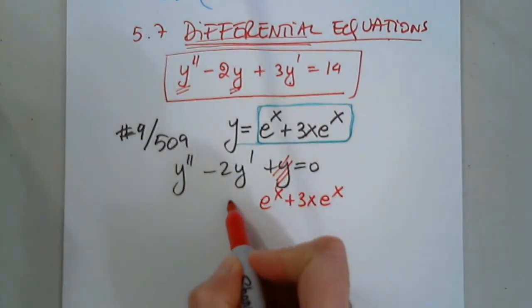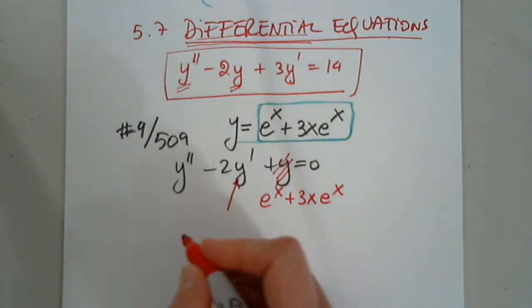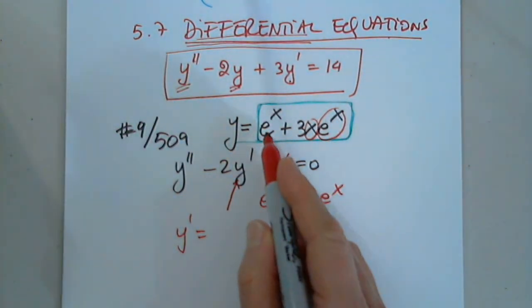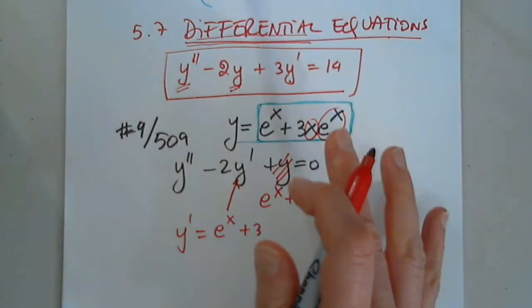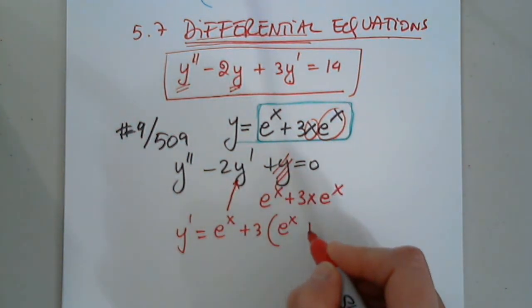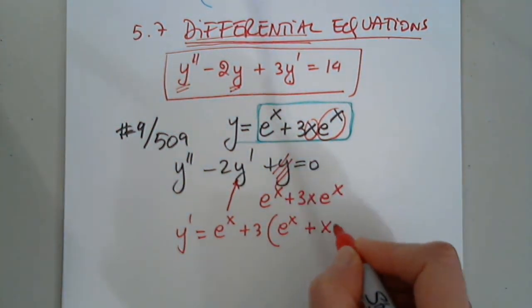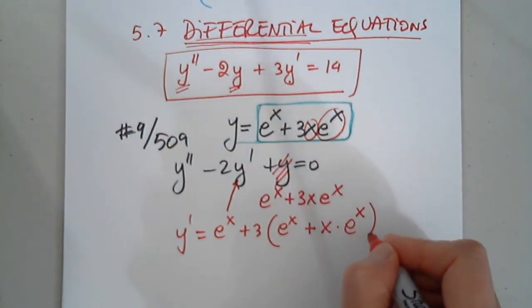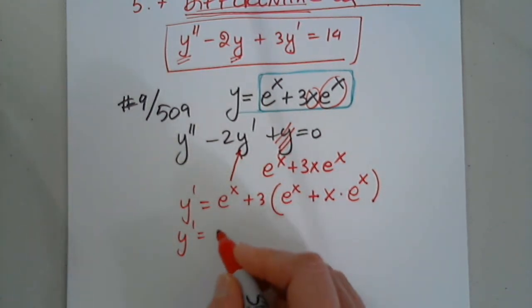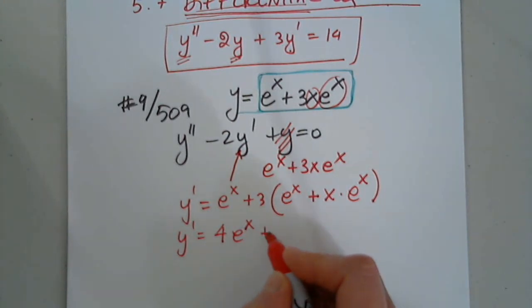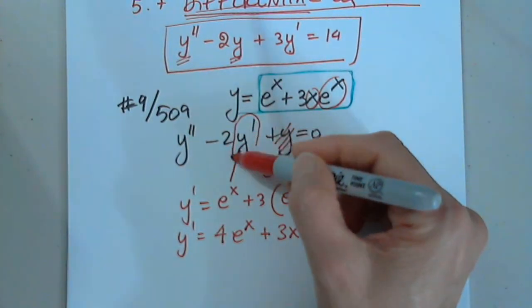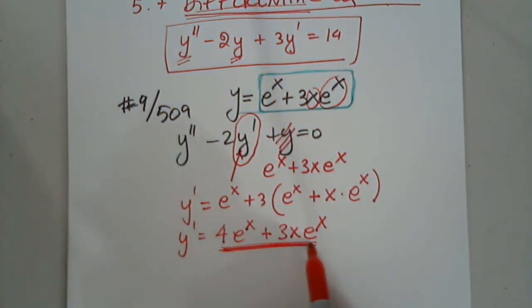Perfect. What do I do next? First derivative? Of course. You plug that in as well? Exactly. Y prime would be, careful because this is a product. So e to the x prime is e to the x plus 3, leave the 3 outside. The first function prime is 1 times e to the x plus x times the second function prime, which happens to be e to the x. I will simplify it. E to the x plus 3 e to the x is 4 e to the x plus 3 x e to the x. So y prime will be replaced by this.